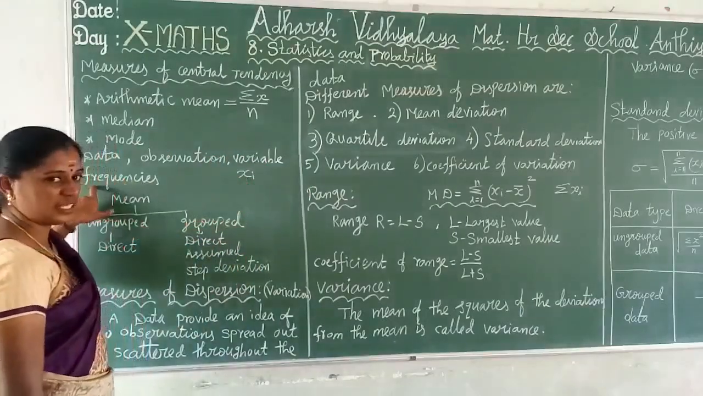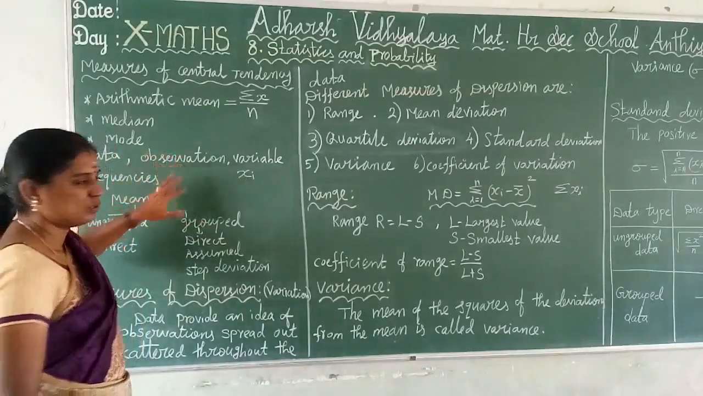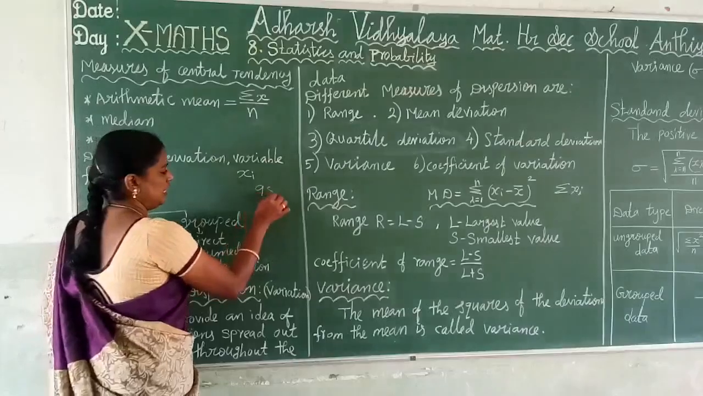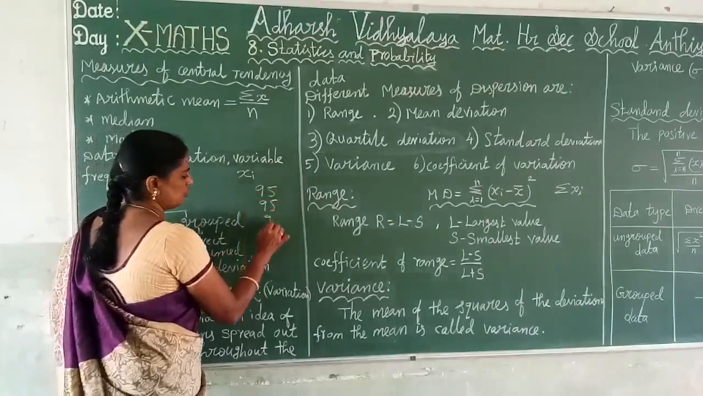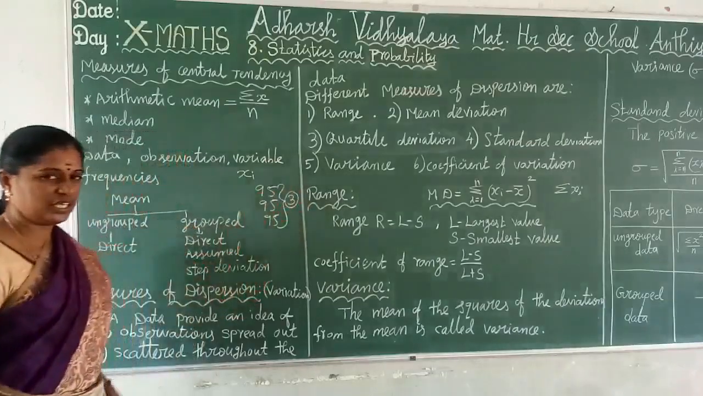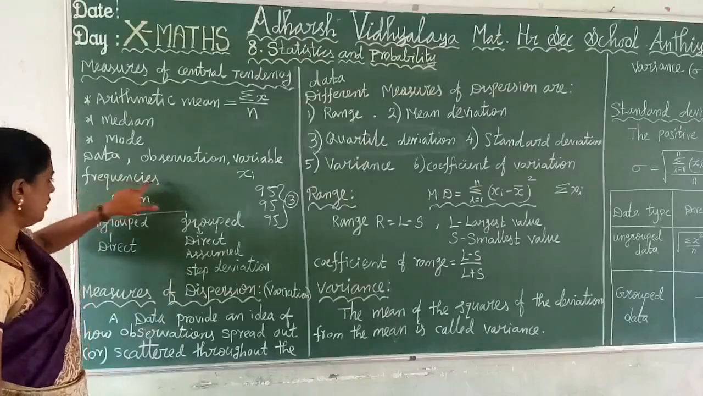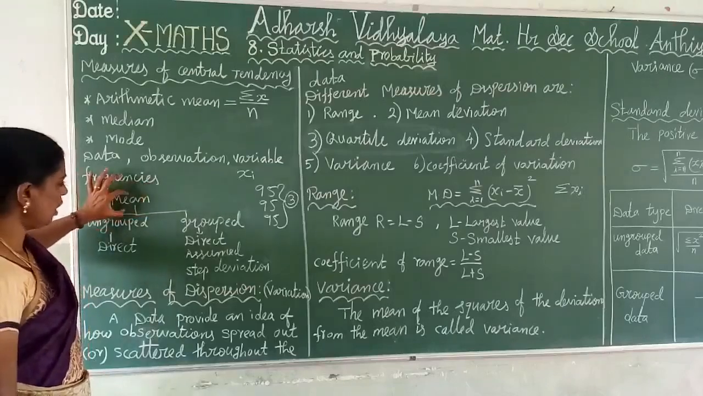Next, frequency. The number of times each data occurs. Suppose in maths, 95 marks, 3 students scored. So how many times? 3 times. So the 3 is the frequency. The number of times occurred in the data, that is frequency. And the mean, how to calculate?